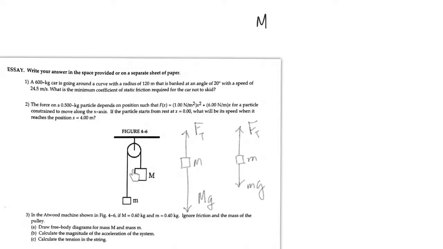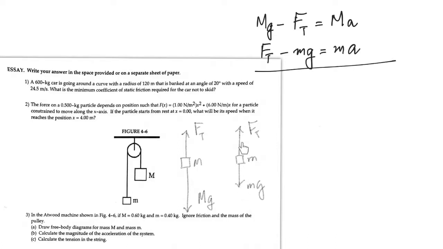But for the bigger mass, the weight is going to be bigger than the tension. So when you take the net force, it's going to be mg minus F_T is equal to ma. For the smaller mass, F_T is greater than mg because it's moving up. Therefore, F_T minus mg is m times a.